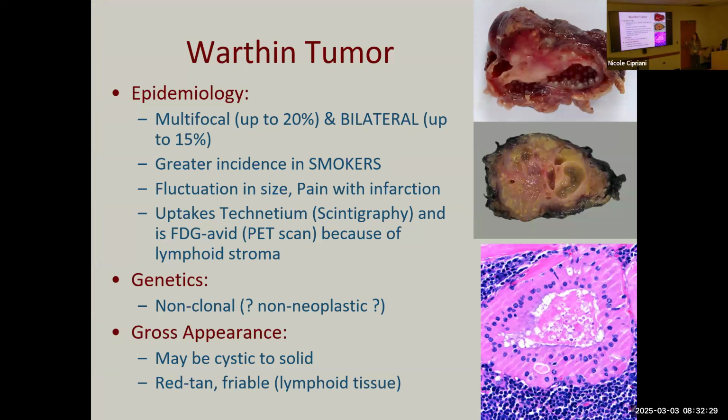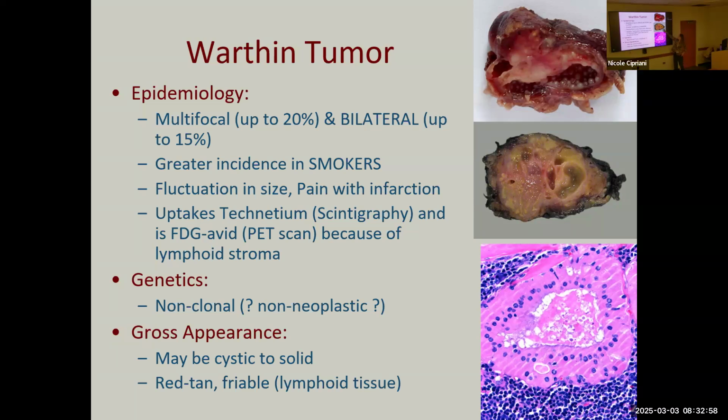All right. Warthin tumor is your next most common benign tumor. Some people don't even think it's neoplastic because no one's ever really been able to prove clonality in these. They often happen multifocally or bilaterally, especially in the context of smoking. So maybe this is an oncocytic reactive proliferation to injury from smoking, but we call it Warthin tumor for what it's worth.